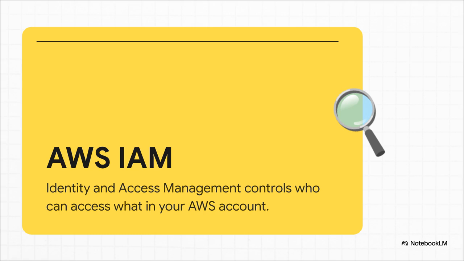Literally every single time someone or something tries to open an S3 bucket, launch an EC2 instance, or train a massive model in SageMaker, IAM steps in. It evaluates the request and decides right then and there whether access is allowed or explicitly denied. Without it, well, anyone with your credentials could just delete your databases or launch incredibly expensive compute jobs.